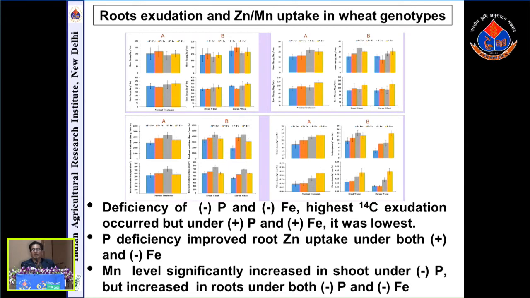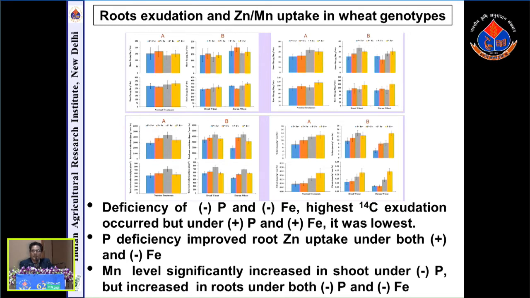Then this is the root oxidation and zinc and manganese uptake in the wheat genotypes. It was observed that under the deficiency of both minus P and minus iron, there was the highest oxidation from the roots, but under the plus conditions of both iron and phosphorus, the oxidation from the roots was the lowest. P deficiency improved root zinc uptake under both plus and minus Fe conditions.